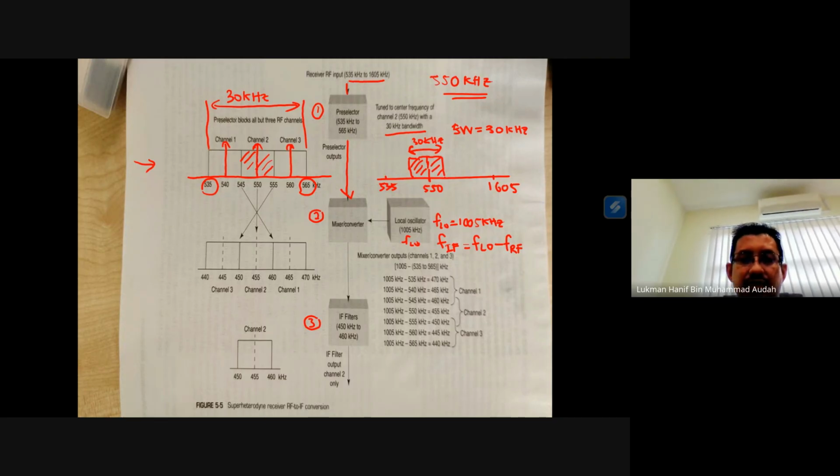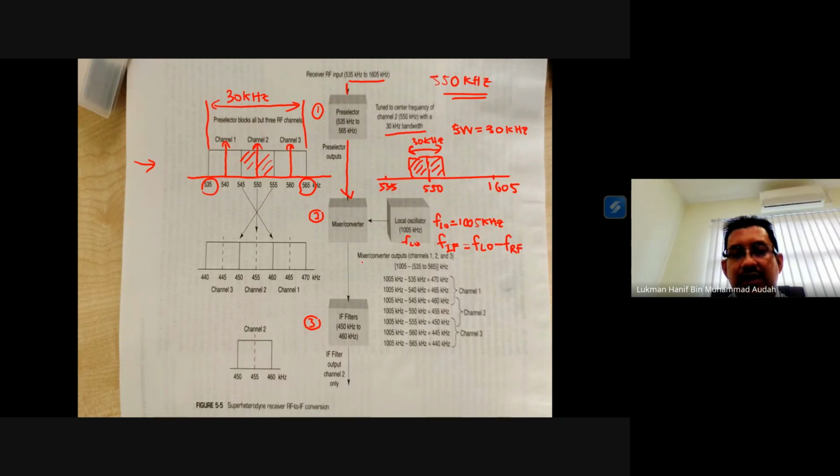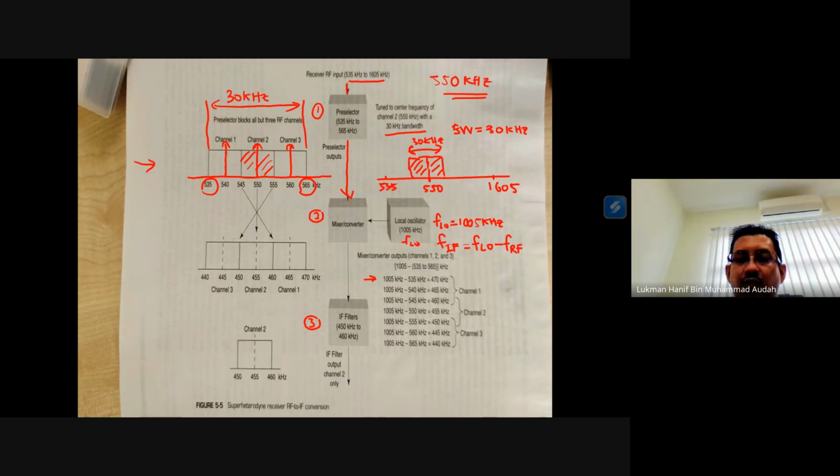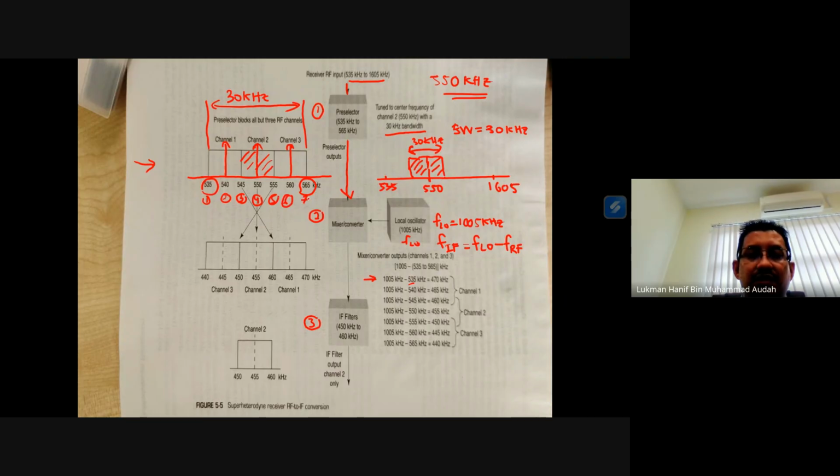intermediate frequencies. So if you see the first line here, we're going to find the first IF frequency. So 1005 minus 535. Okay, we're going to start from here. Number one, number two, number three, number four, number five, number six, number seven. All seven frequencies will be down converted into intermediate frequency.